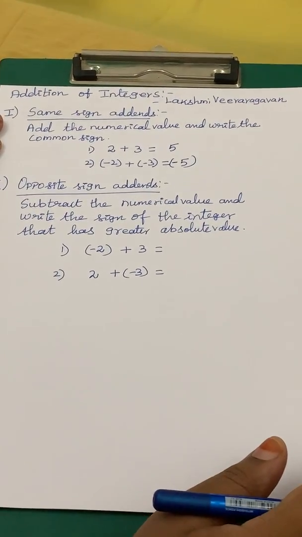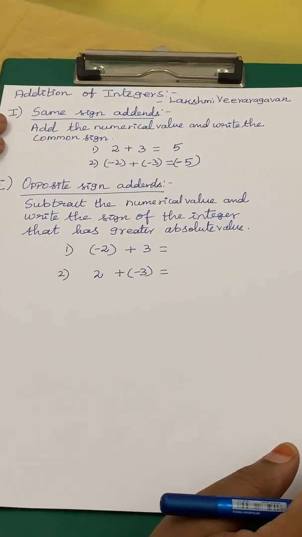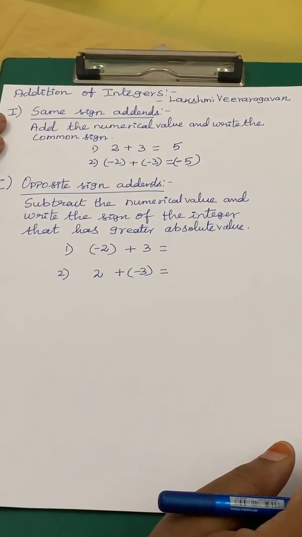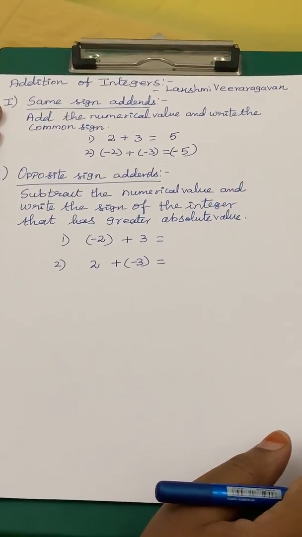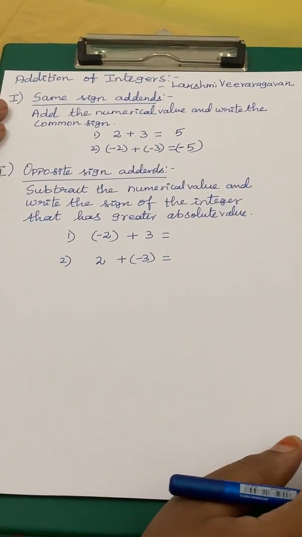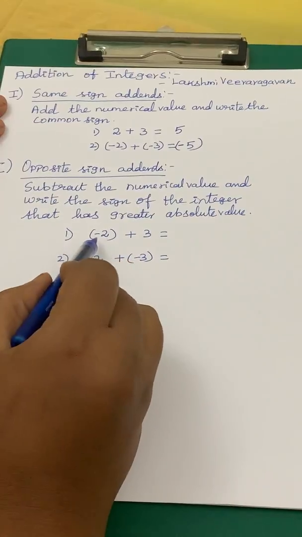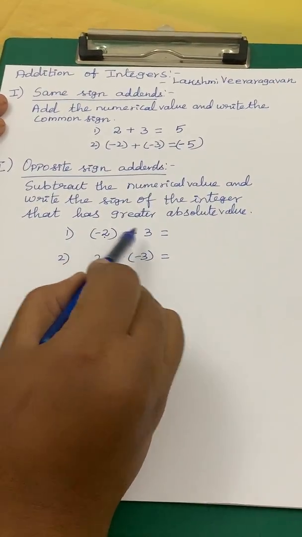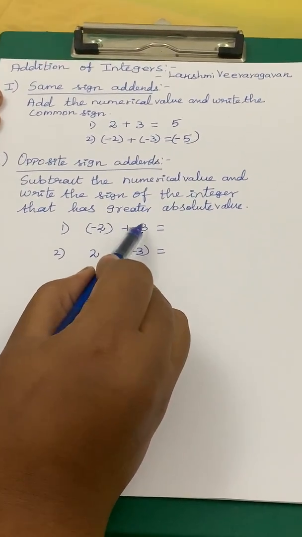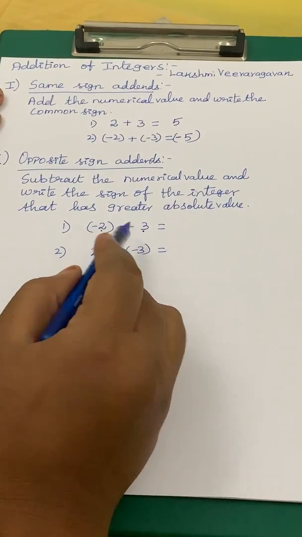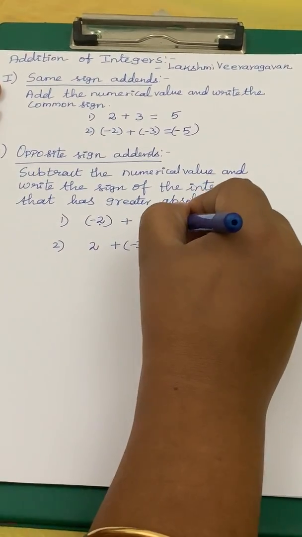Let's proceed to opposite sign integers. When we have two integers of opposite sign, we have to subtract the numerical value and write the sign of the integer that has greater absolute value. For example, in the first question, negative 2 plus 3. So here we have to subtract 3 and 2. We know that 3 minus 2 is 1.